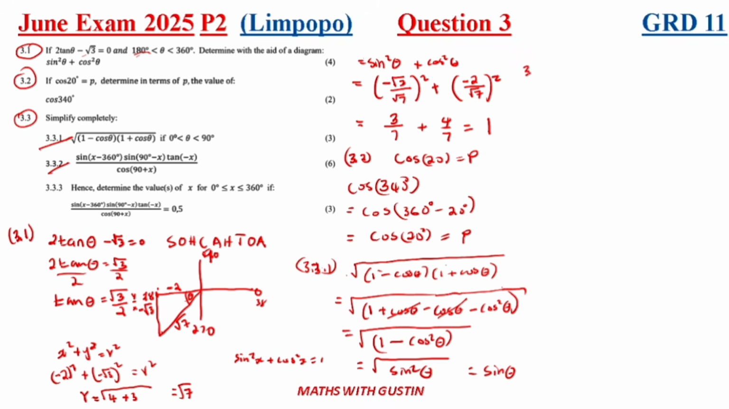3.3.2. 3.3.2 is still simplify. So now let's have a look at this one very carefully. It's sine of x minus 360 degrees, and then sine of 90 minus x, all in brackets, tan of minus x, all over cos of 90 plus x.